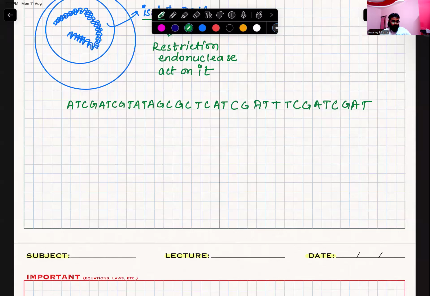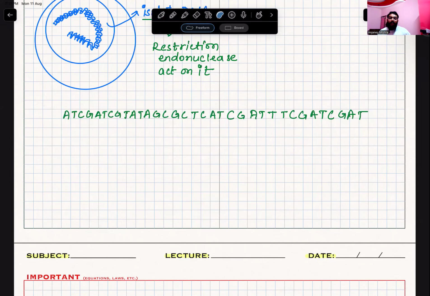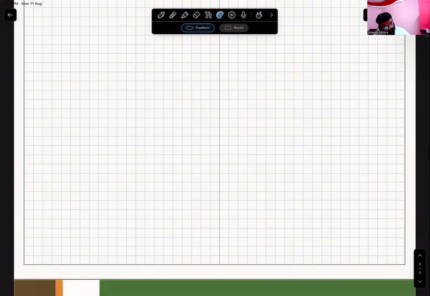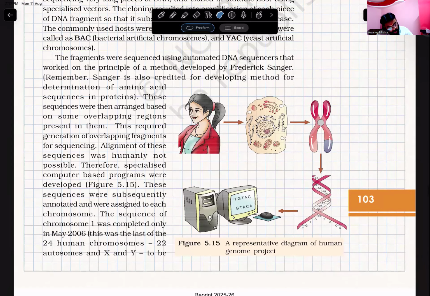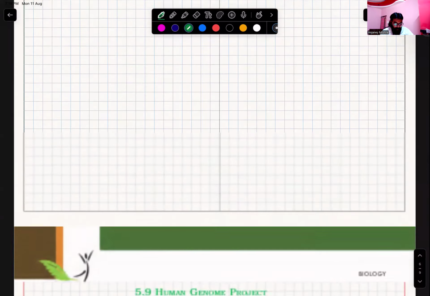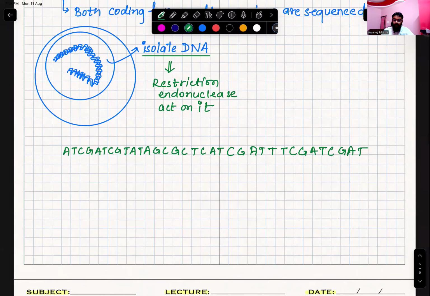I've taken a hypothetical. Now, earlier what we used to do is we used to teach the fact key. We are using one restriction enzyme, then separating the fragment, then using another restriction enzyme and separating the fragment. But the problem is NCERT talks about something, I'll show it to you over here. The sequences were arranged based on some overlapping regions present in them. This is where I felt it is talking about something which you need to understand in a different way. We cannot go by just 2, 3, 4 different restriction enzymes. You need to understand and grasp this concept really well.